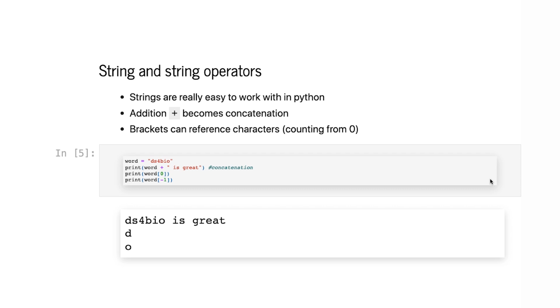And word bracket -1 is going to count from the end. So it's going to start counting backwards. So O is the last letter. When I go -1, that will give me O. If I were to do -2, that would give me I. -3 would give me B, and so on.